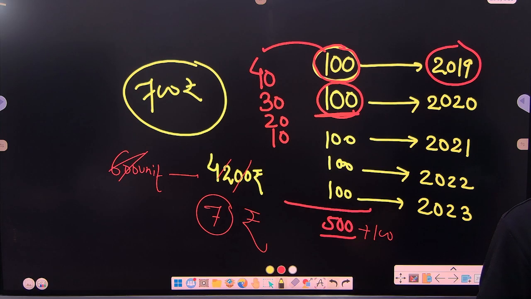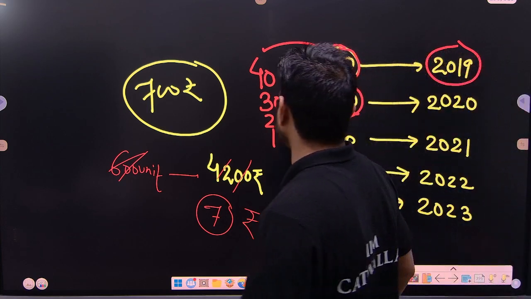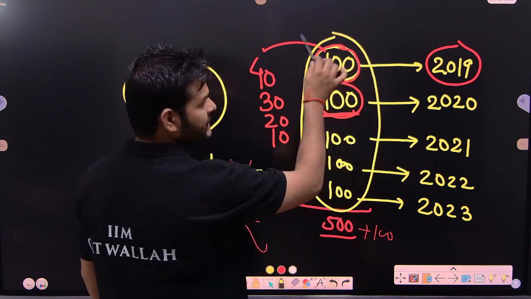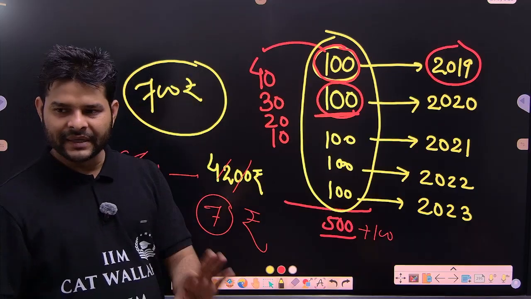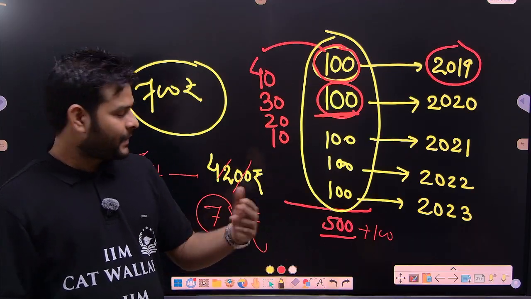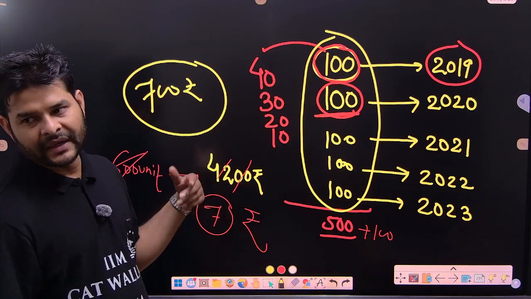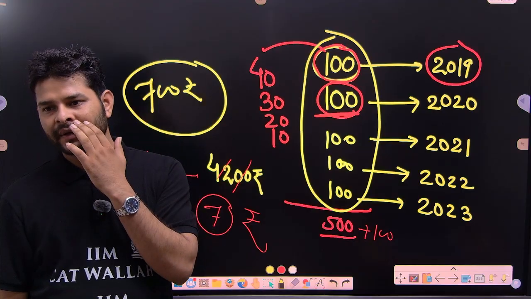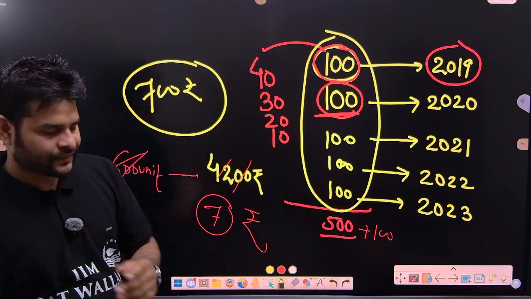Clear? Do you want to ask anything? Quite clear? So basically he will deposit only 3500, and he will get 4200. The reason behind it: 700 he will get in the form of simple interest.